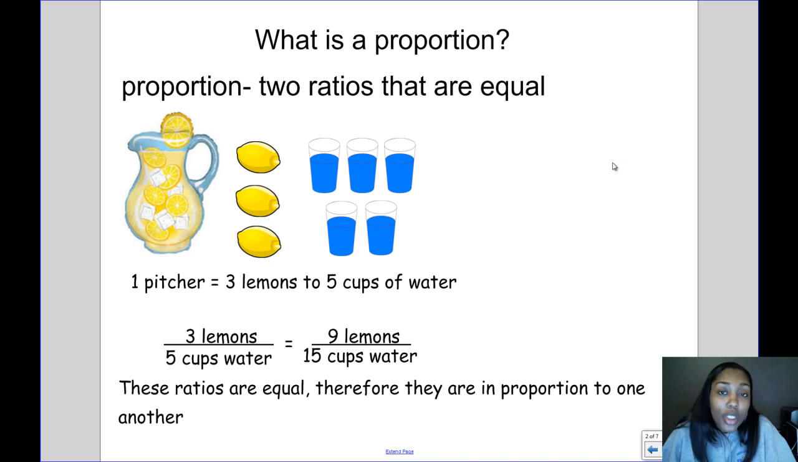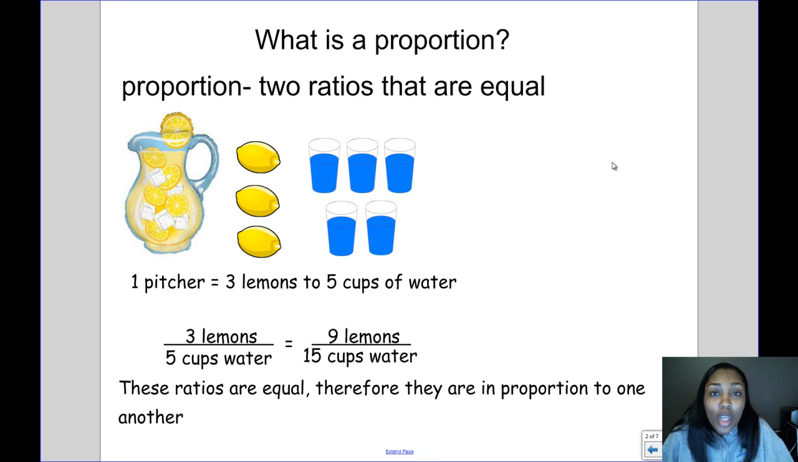So let's do an example about lemonade. Let's say your favorite recipe to make your famous lemonade is that you're going to use 5 cups of water and 3 lemons. We're not even going to get into the sugar, but let's just talk about the water and the lemon. So you're going to use 3 lemons and 5 cups of water to make your famous lemonade. Now, that's only going to make you 1 pitcher, but let's say you're having a big party and you've got to make a couple pitchers.